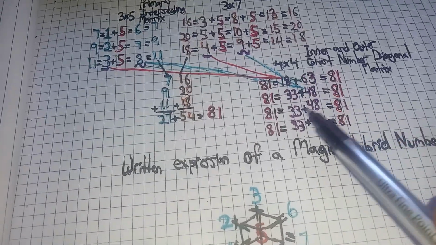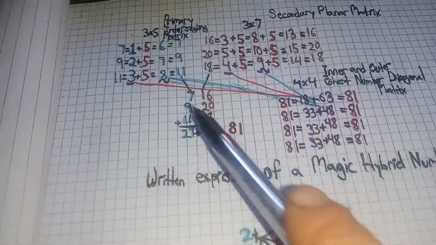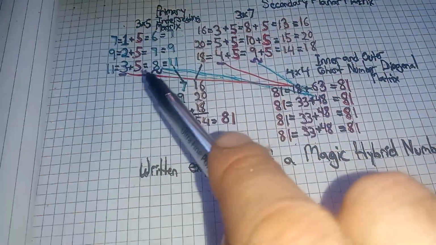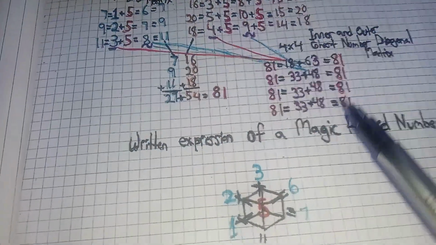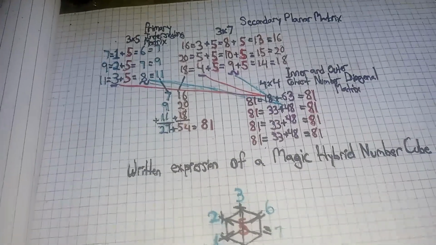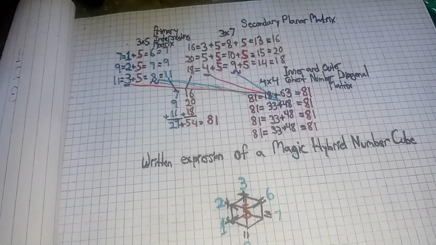These are the inner ghost numbers, and it's a combination of this method and these methods. Well, I hope I explained all this well enough. Thanks a lot.